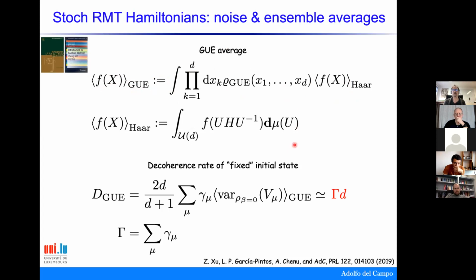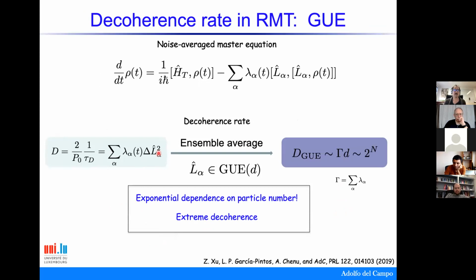This is the calculation you need to do to compute the coherence rate for fluctuating operators averaged over the Gaussian unitary ensemble. What you find, the short story, is an expression proportional to the Hilbert space dimension. So you get a global coupling, which is just the sum of the couplings of the fluctuating operators in the Lindblad equation. But what is interesting is that the coherence rate is essentially just the sum of the variances of the Lindblad operators. Because we are sampling these Lindblad operators from the Gaussian unitary ensemble, we get an exponential in the system size, so the coherence rate goes like 2 to the n. The coherence time is not suppressed polynomially, it's suppressed exponentially in the system size.